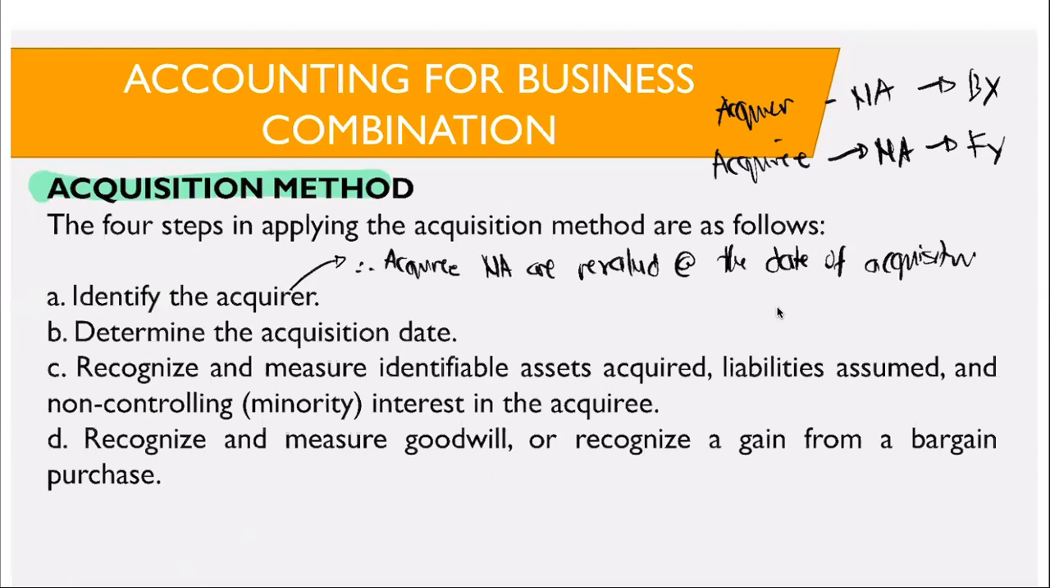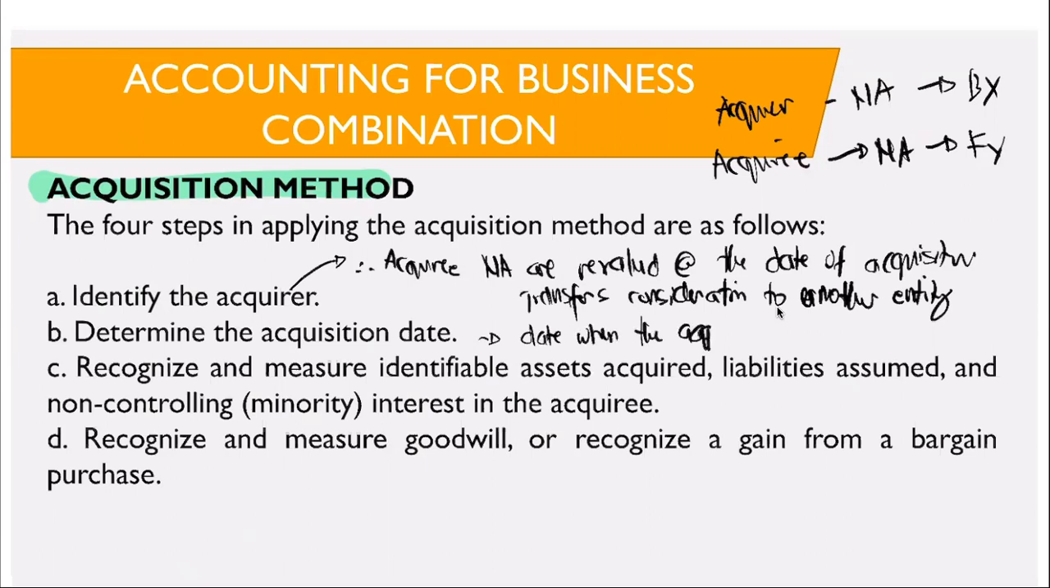So in accounting parlance, normally the acquirer is the one who transfers consideration to another entity. Okay? The acquirer is the one who transfers consideration to another entity. So the one who purchases is the acquirer. Next, the acquisition date. When is the acquisition date? The acquisition date is the date when the acquirer obtains control of the acquiree.